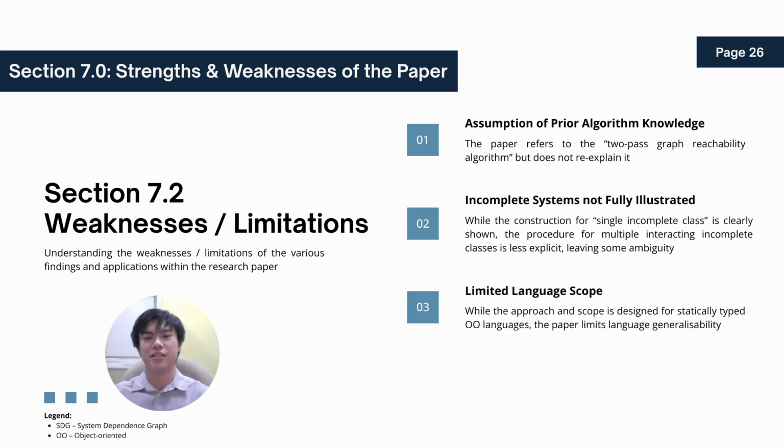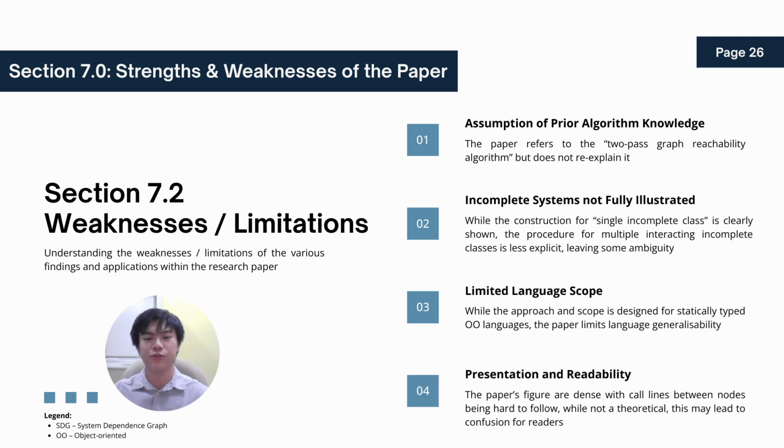The third weakness is a limited language scope. It is stated explicitly that the paper basically covers slicing for statically typed object-oriented languages. However, it does not cover dynamic languages at all, such as Python. So it is less general and more specific to a single type of language, the object-oriented language type, which is static languages.